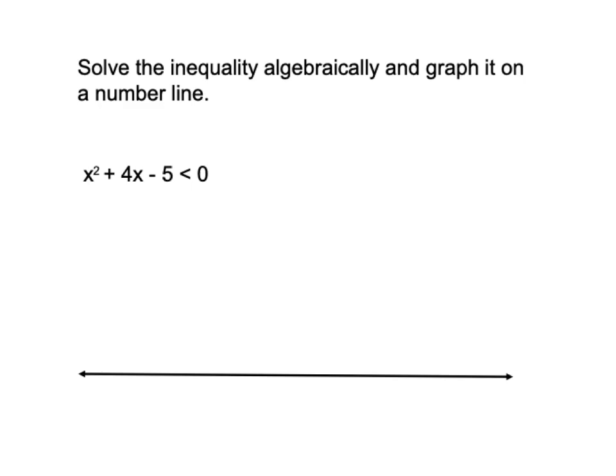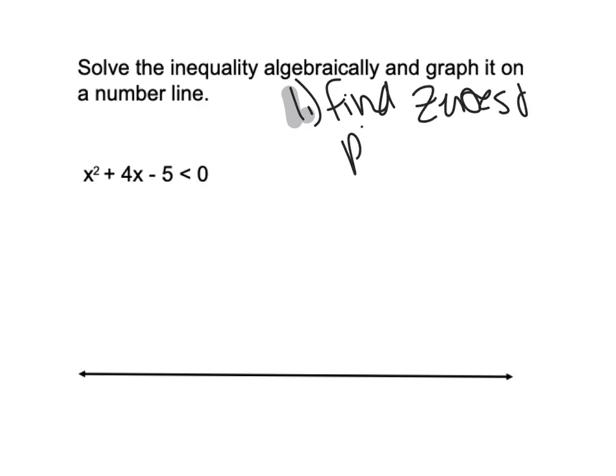Okay, last couple of things here is graphing it on a number line. First thing that we need to do is find our critical points. That's just finding our zeros and plot them on the graph, on the number line.